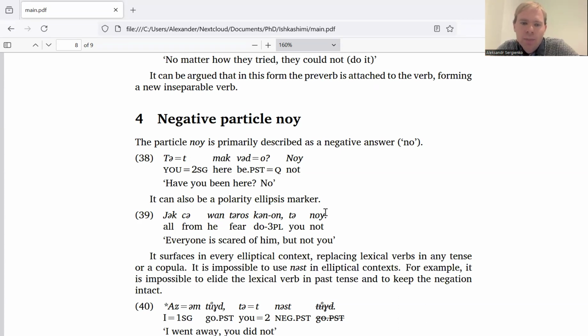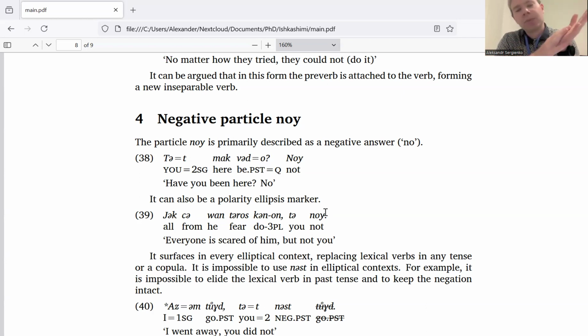It can also be a polarity ellipsis marker, right? You have this type of elliptical constructions, which we presented in 39. Jigtsuan trosknon noi, right? So you have everyone is scared of him, you not, if I were to translate word by word. And it surfaces in every elliptical context. I will not show the examples to you.